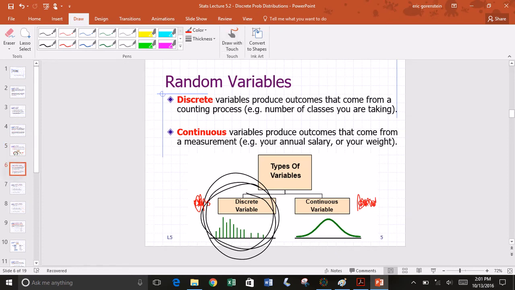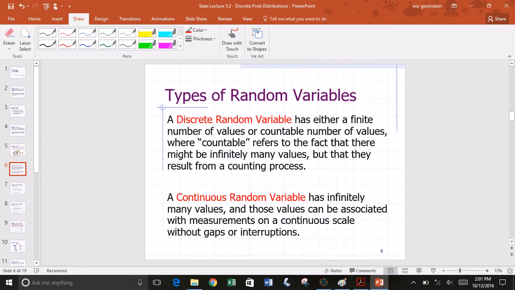Okay, so a discrete random variable has either a finite number of values or a countably infinite number of values. What that means, this idea of countable, is that if you choose any particular data value or any particular outcome, there's always a well-defined next value. For continuous random variables, that's not the case. Continuous random variables deal with continuous data, which is measurable, not countable.